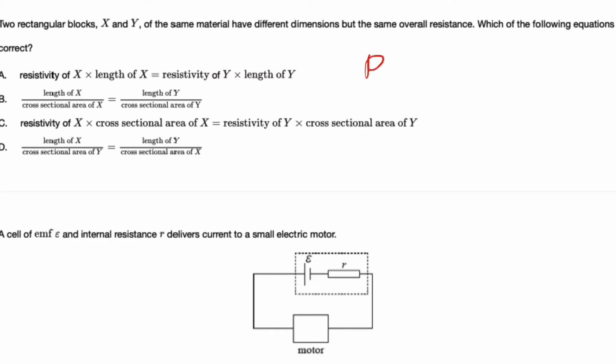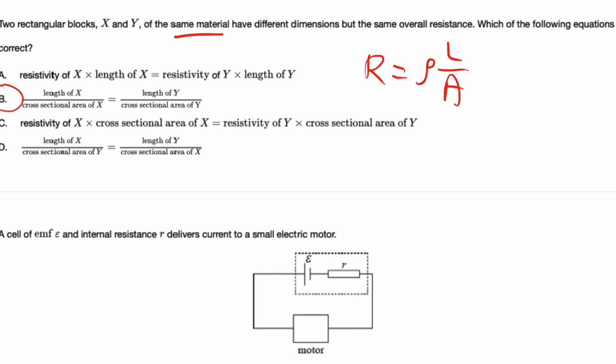This is wrong because resistance is equal to resistivity times length over area. Right, so you're not sure about the area here. Length of X over cross-sectional area of X is equal to length of Y over cross-sectional area of Y. This is correct because they have the same overall resistance and the same resistivity, so B is correct. They are made of the same material, so resistivity must be equal.